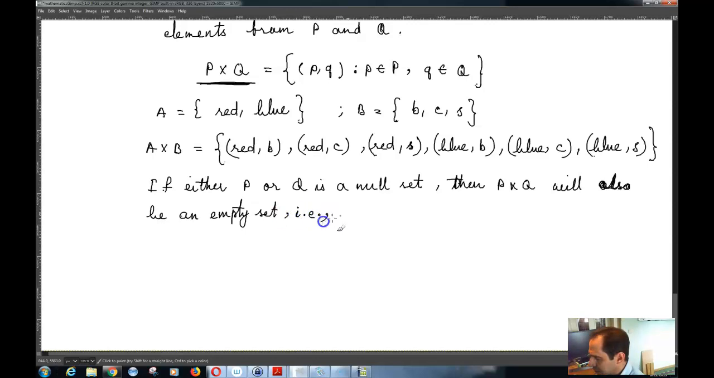That means the Cartesian product of P and Q will be equal to the null set, which is denoted by the Greek letter phi. So P times Q is going to be equal to phi. Phi is the notation that is used for the null set in the whole discussion of sets.